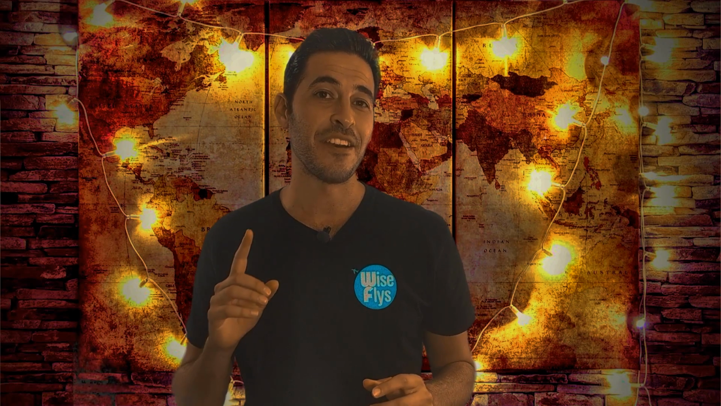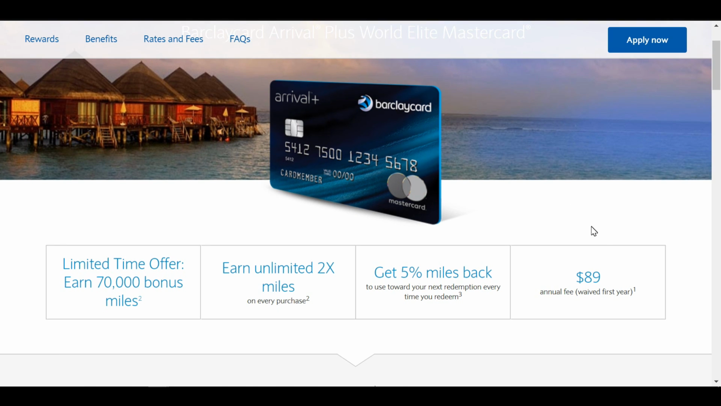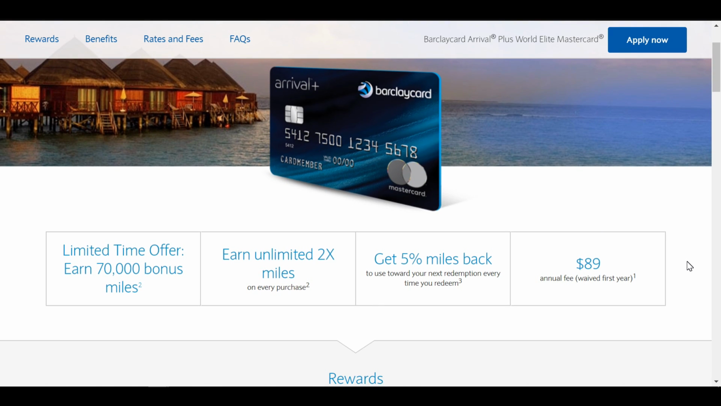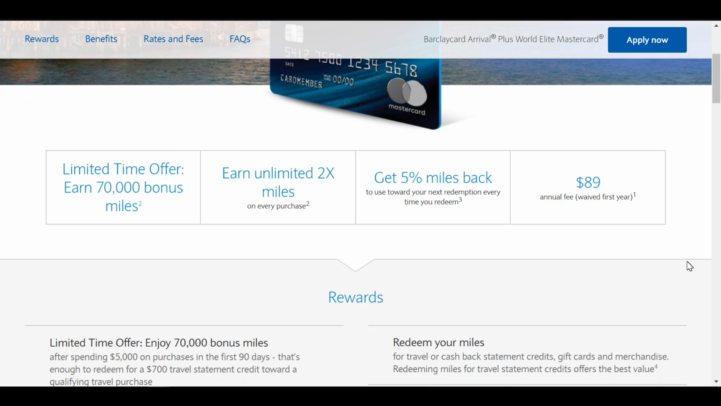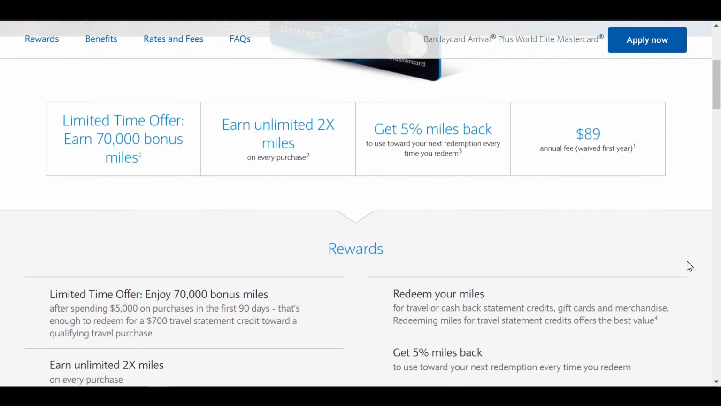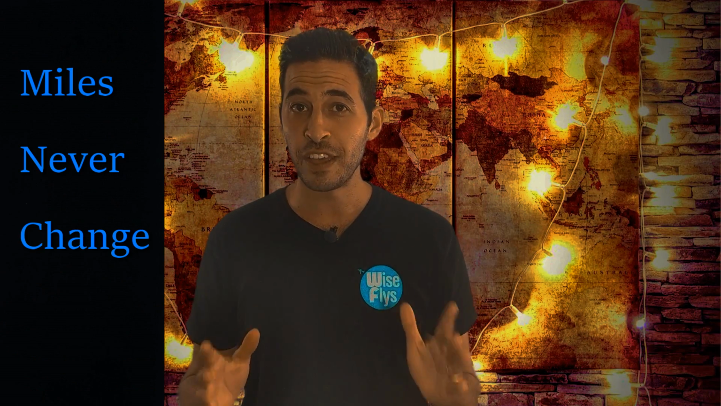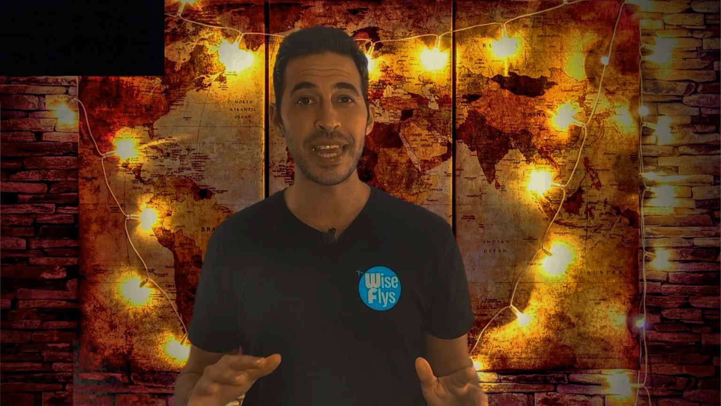It is a fixed value for the point or mile. Let's use Barclay Arrival Plus Miles as an example. So with Barclay Arrival Plus Miles, 1 cent equals 1 mile. So that means 10,000 miles will equal $100. The value in these miles or points never change, they're fixed. So they'll always stay the same. You can't get any more leverage out of them, which is one of the cons because there's no way to get more value from the points. There'll always be the same fixed value.